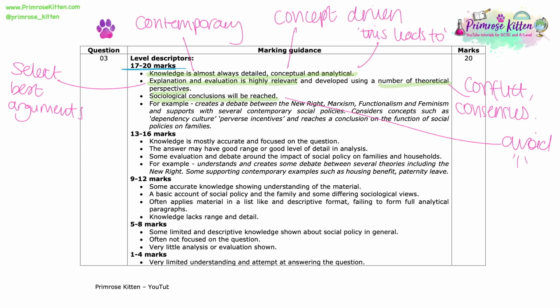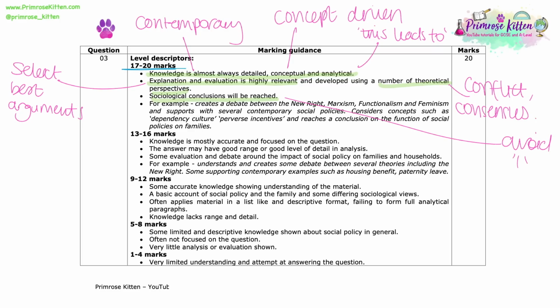There's some examples of concepts there like dependency culture and perverse incentives. Again, if we are talking about modern day social policy, you have to be confident in understanding that new right ideology about why social policy is a negative force potentially for families and households in the UK.